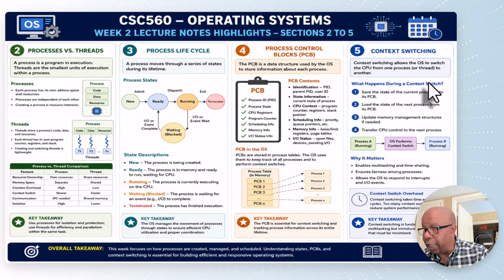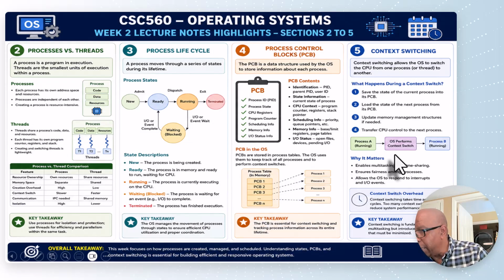I'm switching context. Here we have process A running. The operating system does a context switch, and that switches me to process B. Process A will no longer be running. I switch context, and I start on process B. Why it matters: it enables multitasking and time sharing, ensures fairness among processes, and allows the operating system to respond to interrupts and IOs.